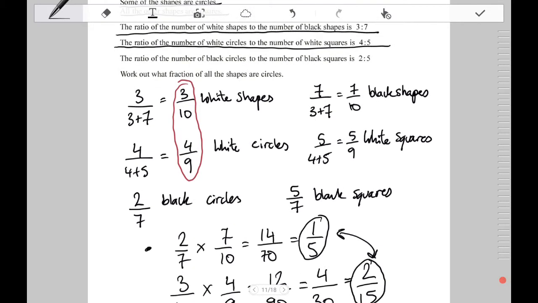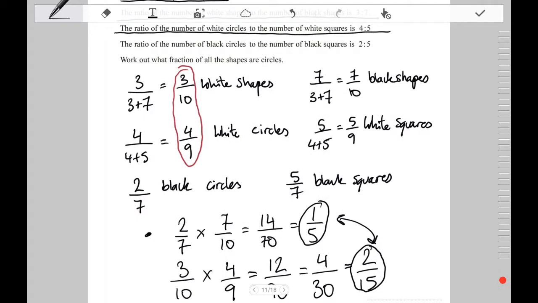But this is a ratio of the black circles to the black squares, not the black circles to the rest of the shapes. So you can't use this. What you need to do is work out the fraction of the black circles to the total of shapes. And that's by, again, multiplying the ratio of the black circles to the black squares by the fraction of black squares.